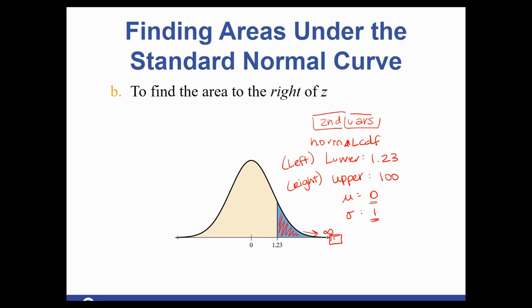So second vars, click on NormalCDF, type in 1.23 for lower, positive 100 for upper. Mean and standard deviation will always stay the same. And if we round it to 4 decimals, we get 0.1093. And again, on the right-hand side, that positive infinity would equal a positive 100 when we're talking about upper.